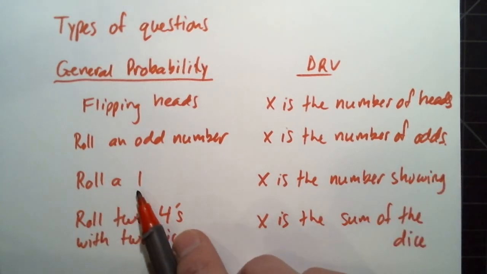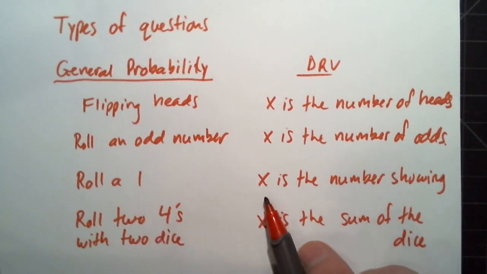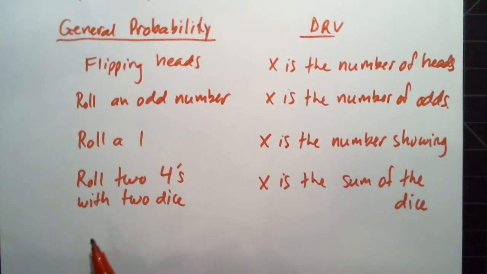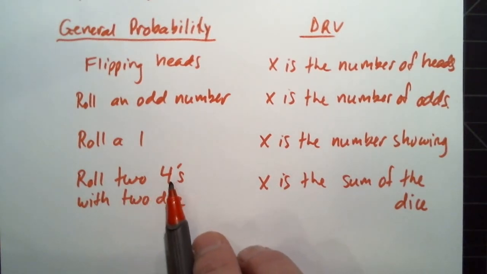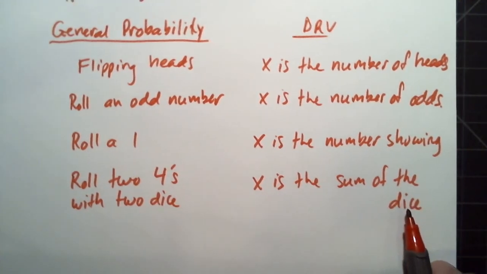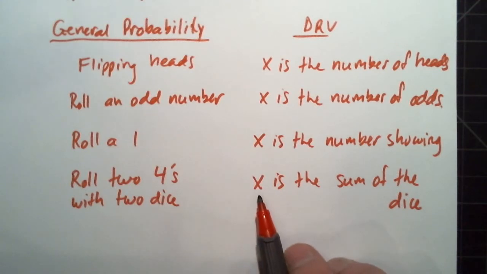What's the probability of rolling a 1? Or we can say that x is the number showing. And if we roll 2 dice, what's the probability of rolling 2 4s? Well, now we can say x is the sum of the dice, and we could represent that as a random variable.